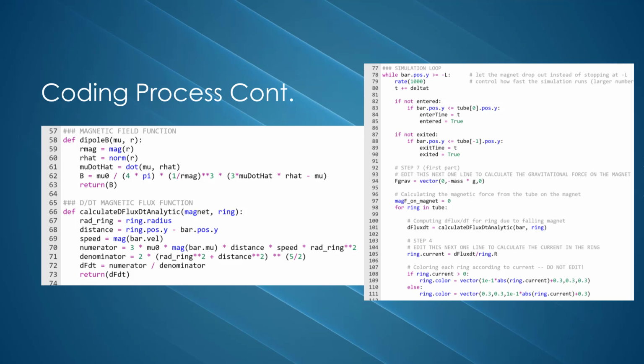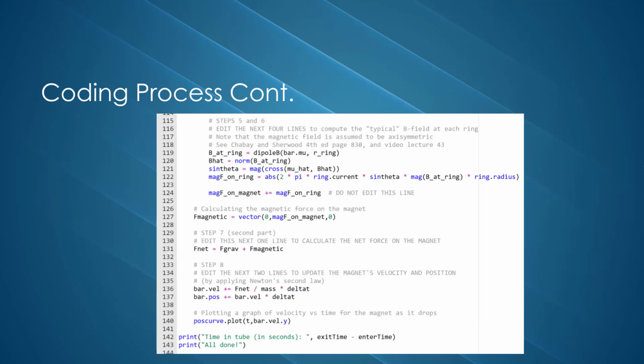Next up, into our loop, we'll go through every little segment of our tube and we'll calculate the rate of change of the flux. Then we can calculate the current by just dividing that result by the resistance. Finally, we can calculate our magnetic force acting on our bar magnet. Then we can find our net force by adding that together with the gravitational force. Next up, we'll do our position update and update our graphs using kinematics.